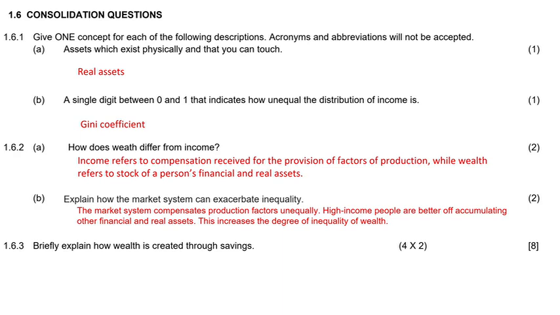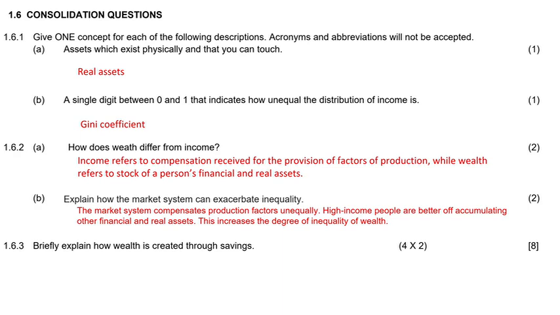So the market system compensates production factors unequally. High income people are better off accumulating other financial and real assets. So this increases the degree of inequality of wealth. Because remember, as I said, your market system, it is all about demand and supply. So it is only going to supply the needs of those who have. So it is creating a bigger rift between the haves and the have-nots.